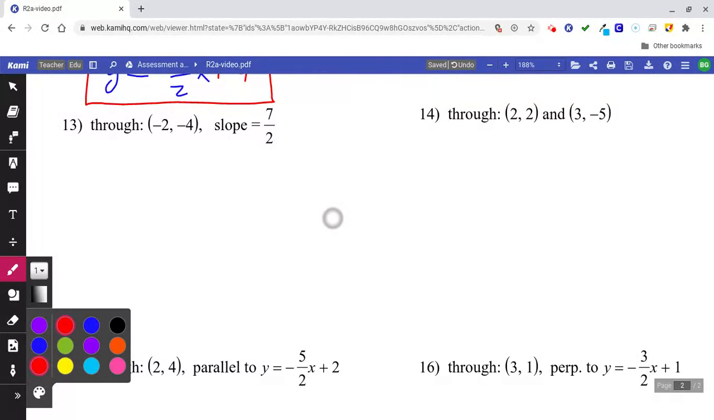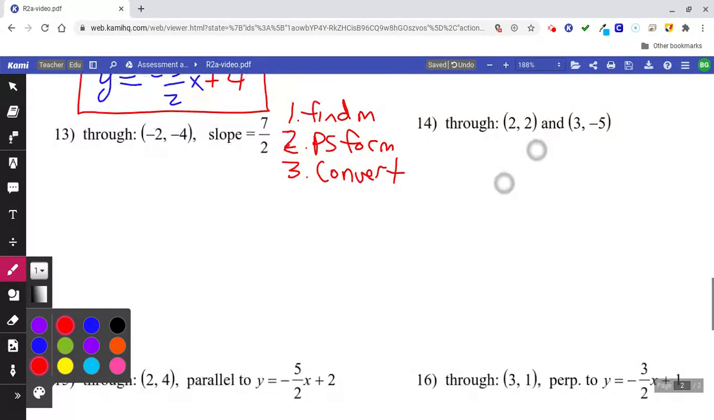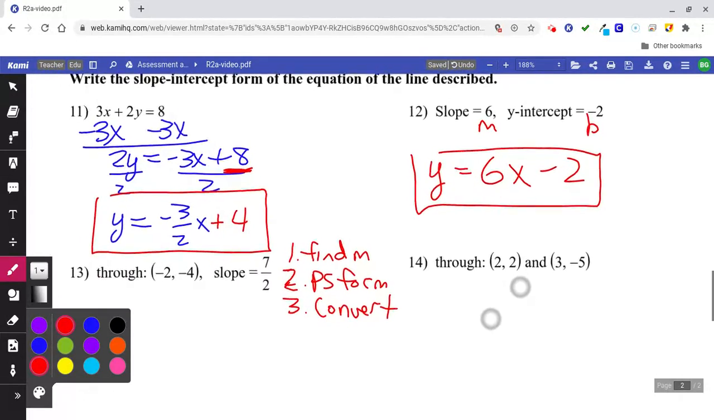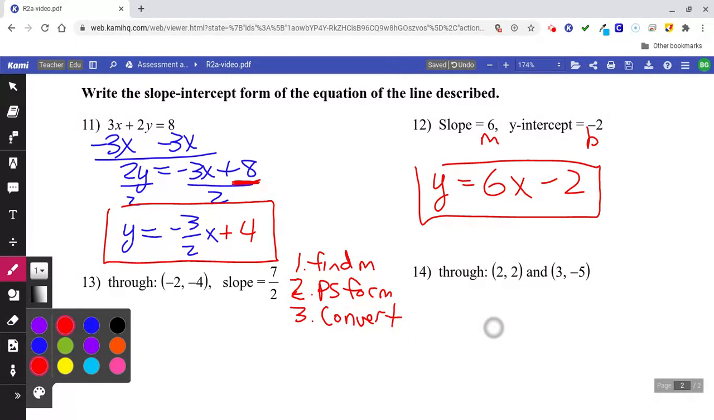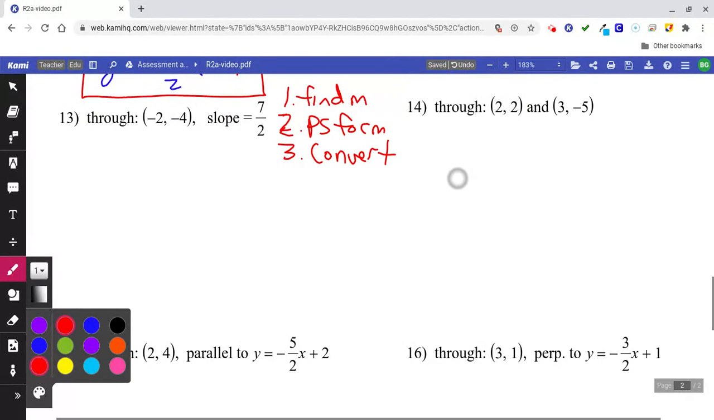Once you get to 13, I always do it the same. Step 1, I find m. Step 2, I write point slope form. Step 3, I convert. So convert, in this case, they want slope-intercept form. That's what the directions say. So convert to slope-intercept for number 13. But step 1, find the m. This is m. Got it, 7/2.